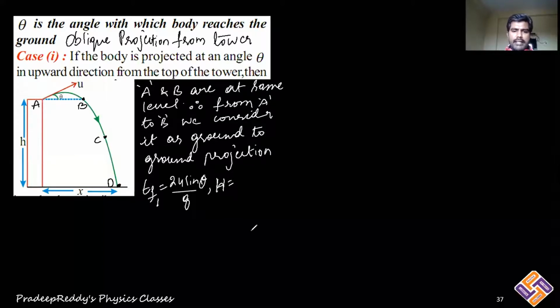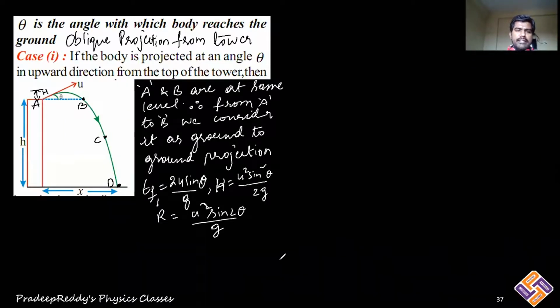And h traveled is equal to, this is not the height of the tower. Let me consider this height. Understand clearly, this height I am talking about. This height h is equal to u square sine square theta divided by 2g, and range r is equal to u square sine 2 theta divided by g. These values will remain the same from A to B. I am talking only about A to B.